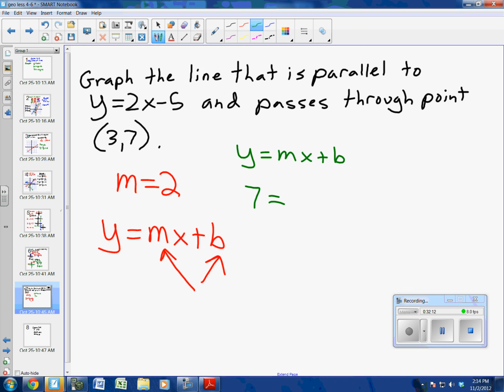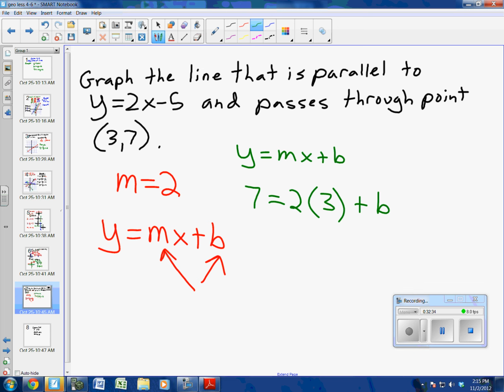What can I put in for m, everybody? 2, because my slope is 2. What can I put in for x, everybody? 3, because the x coordinate is 3. And I don't know b. That's what I want to know. All I have to do is solve this little equation for b, and I have it.